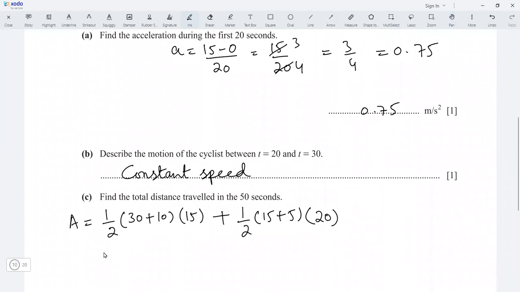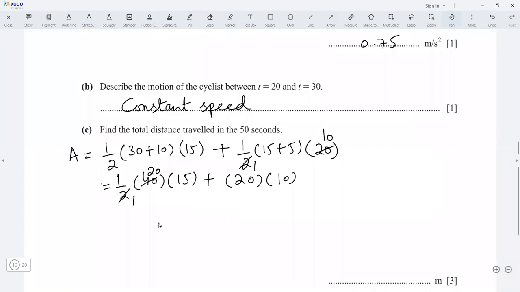So we can say it is 1 over 2, 30 plus 10 is 40, times 15, and then plus 1 over 2, 15 plus 5 is 20, times 10. Similarly, 1 over 2 times 40 times 15, so 20 times 15 is 300. If we simplify, it is 300 plus 20 times 10, which is 200.